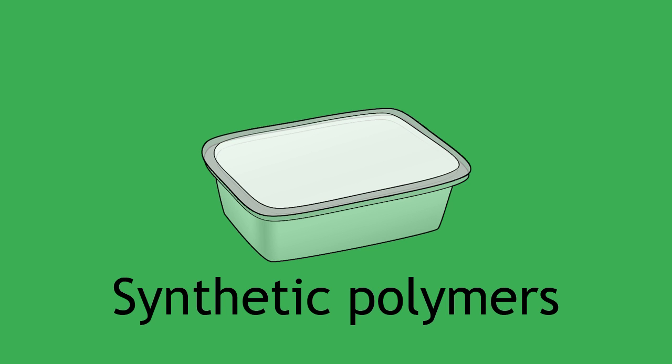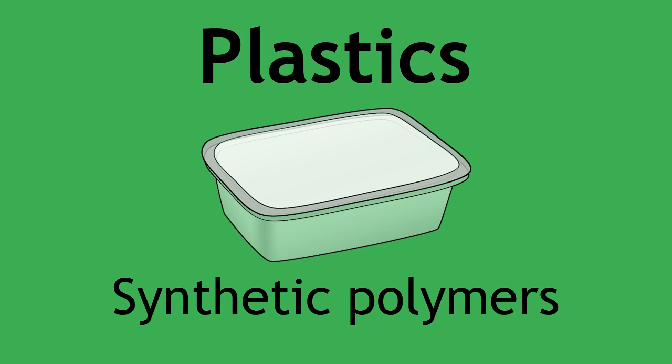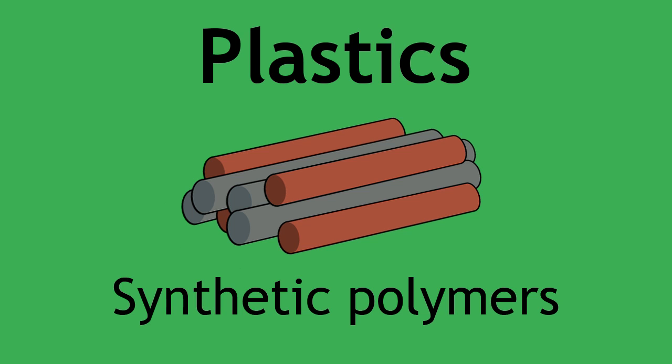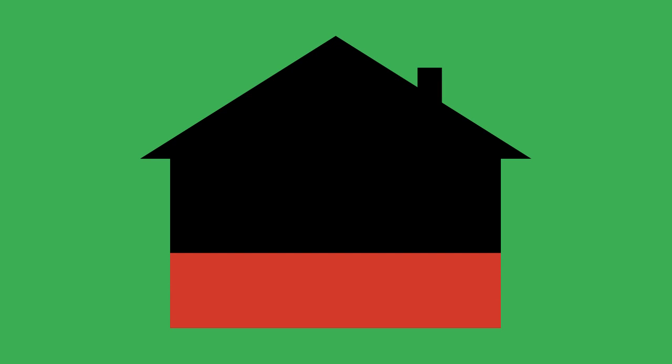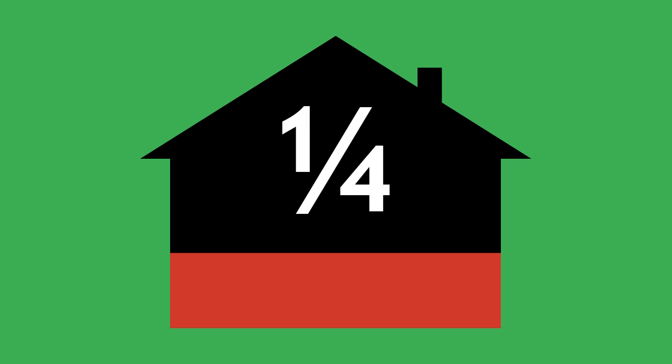The common name for synthetically made polymers is plastics, which are used very frequently in our day-to-day lives, from simple packaging to complex structural building materials. However, the increased use of plastics in our homes leads to nearly 1/4 of all the solid waste being plastic.